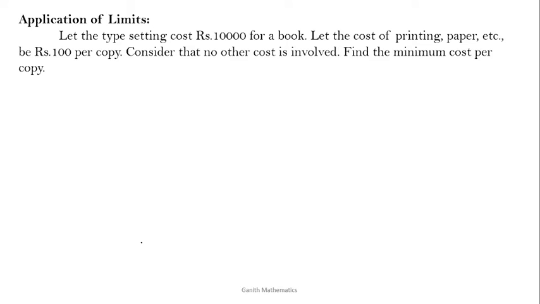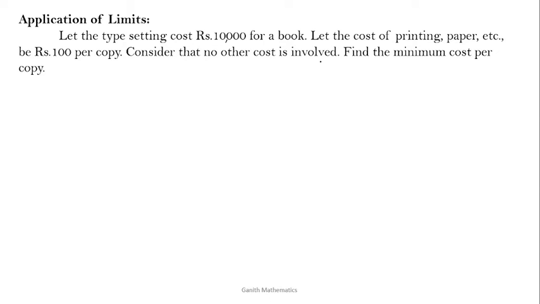Application of limit. Let the typesetting cost rupees 10,000 for a book. So the manufacturer is fixing some cost for the typesetting of a book. Typesetting of a book is nothing but the typing cost of the book. Let the cost of printing paper etc. be rupees 100 per copy. Suppose you want to get a copy, then it will be 100 rupees for printing and paper everything. For typing alone, it will be 10,000. Consider that no other cost is involved. So we are considering that there is no other cost. Find the minimum cost per copy.